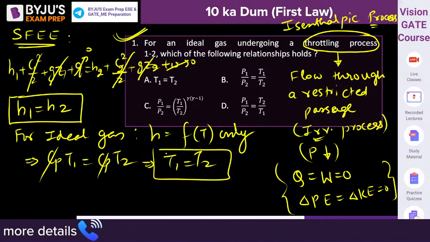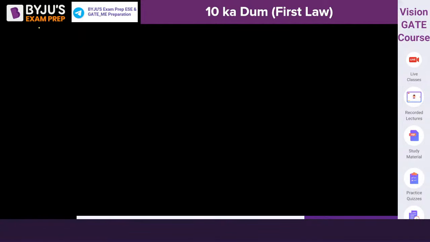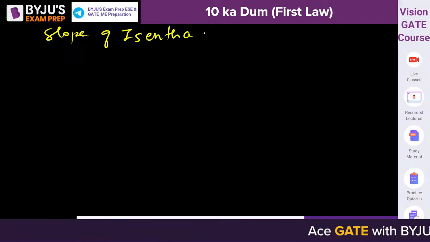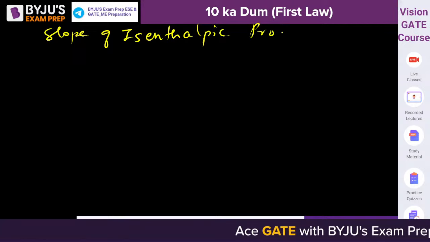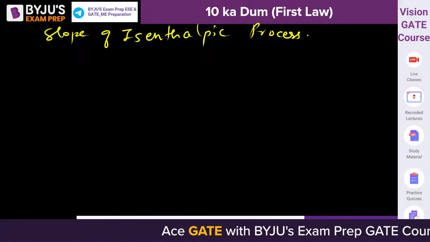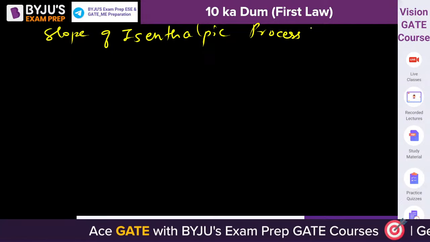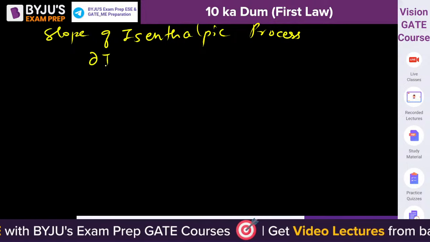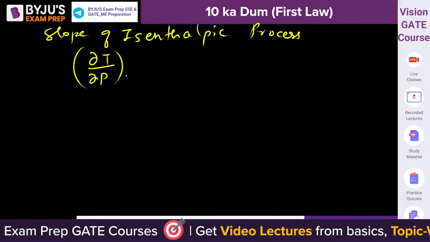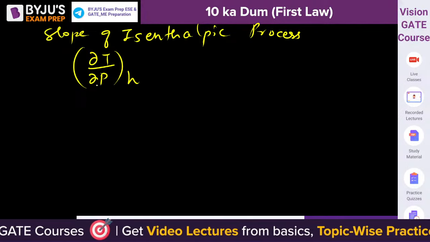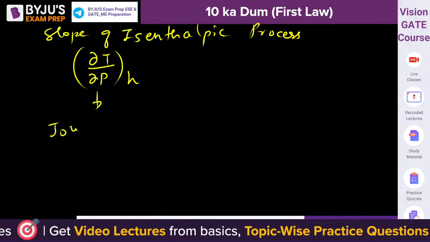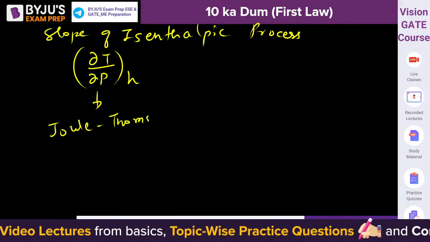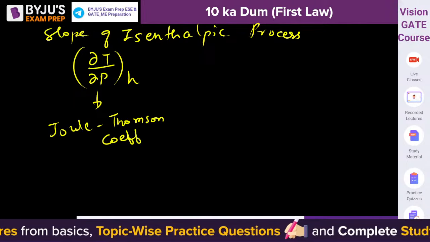Yes, what do we call the slope of an isenthalpic process? Anybody have any idea? The slope of an isenthalpic process is del T by del P at constant H. What do we call this? That is known as the Joule-Thomson coefficient, isn't it? This is called the Joule-Thomson coefficient.